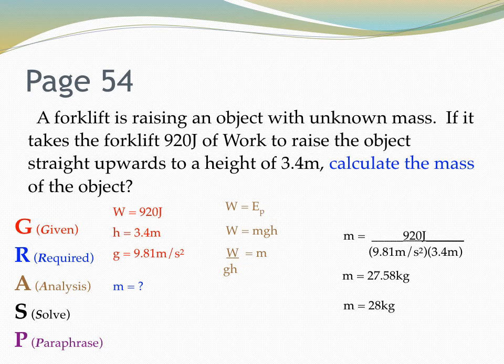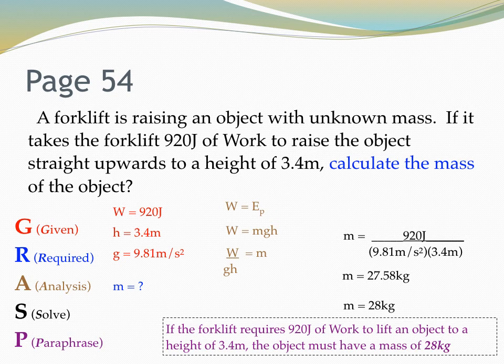Okay, and now I'm going to paraphrase. If the forklift requires 920 joules of work to lift an object to a height of 3.4 meters, the object must have a mass of 28 kgs. We did it! Okay, pause it here. Make sure that if you didn't get this on your own, that you copy this down so you can figure it all out.